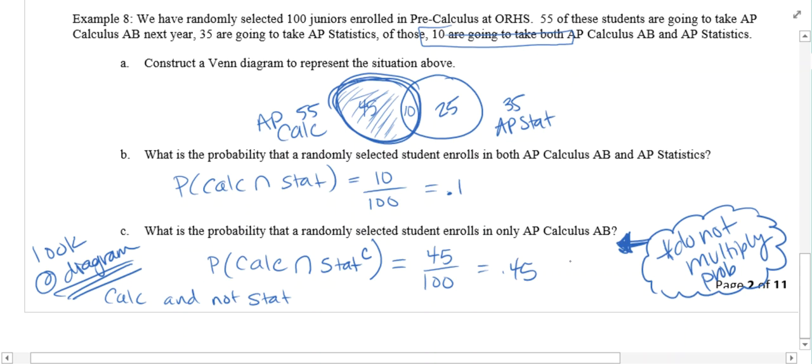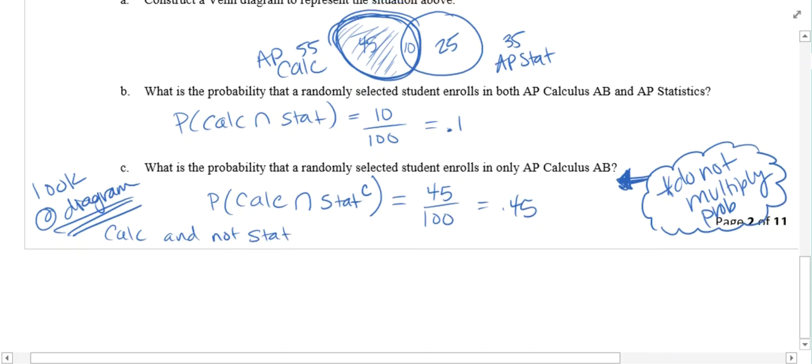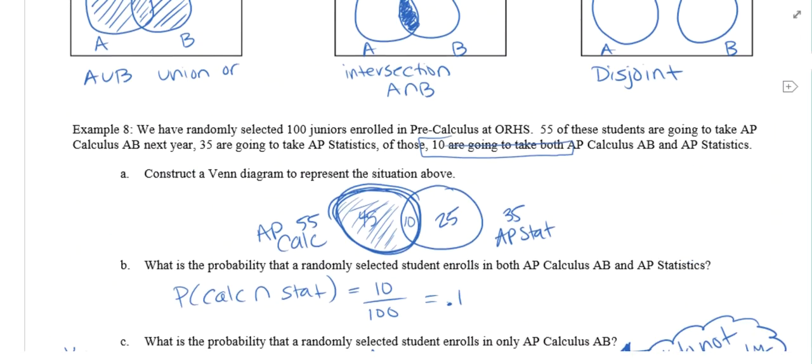Okay, 0.45. Note to self, don't be the student who multiplies. Don't do that. It's not good. Okay, switching the page.